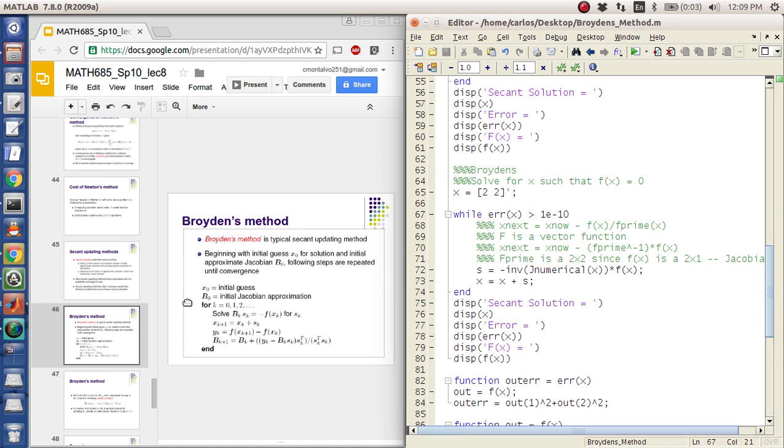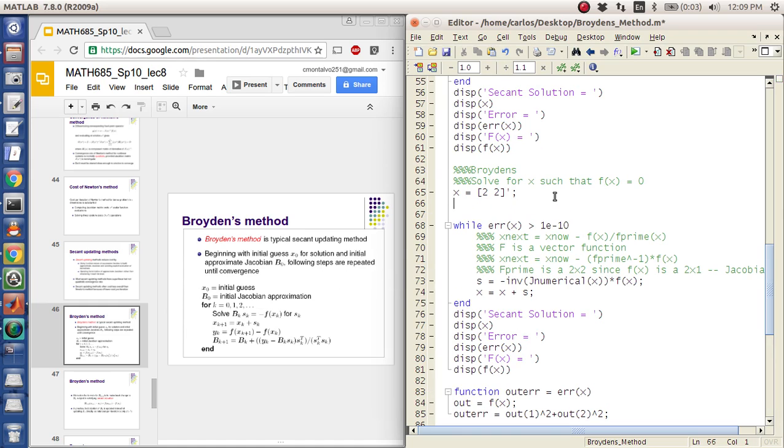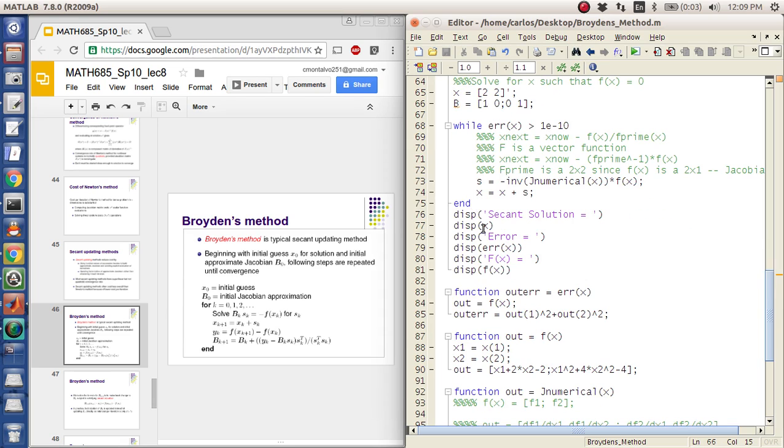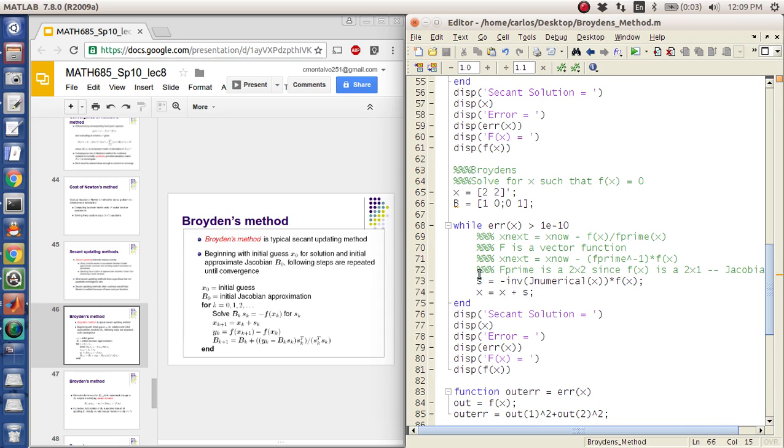So if you look, you need an initial guess for the Jacobian. So you have a B, and you have an initial guess. I don't actually know what the Jacobian is, so I'm just going to make it the identity, because I have no idea what the Jacobian is. Then I'm going to solve for this: invert B times f gives me s. And then x equals x plus s.